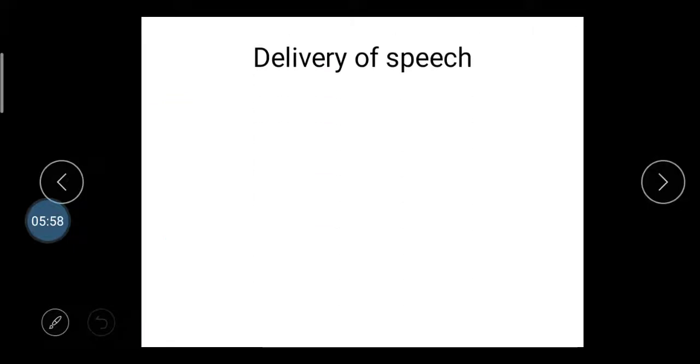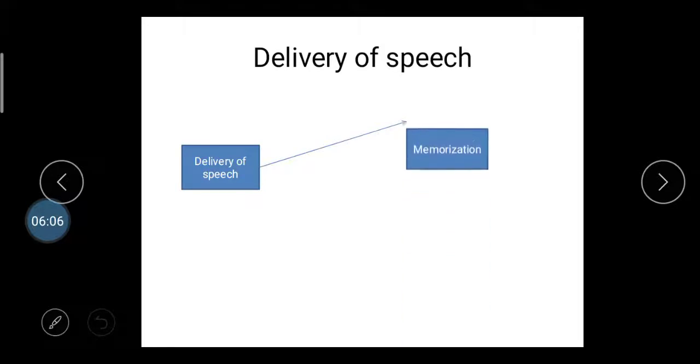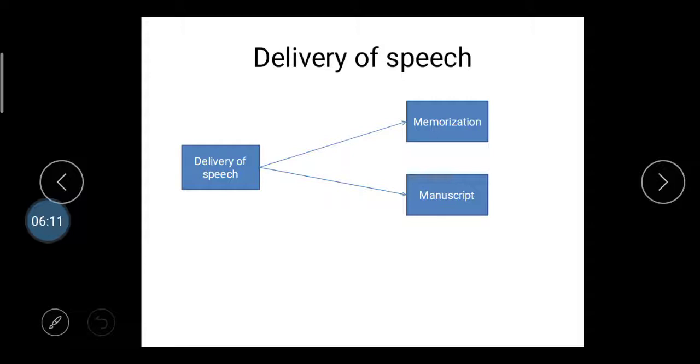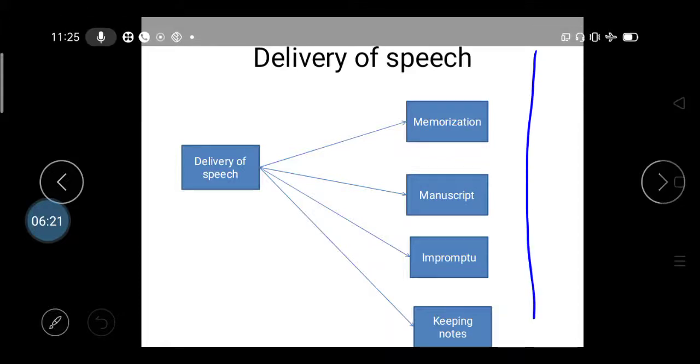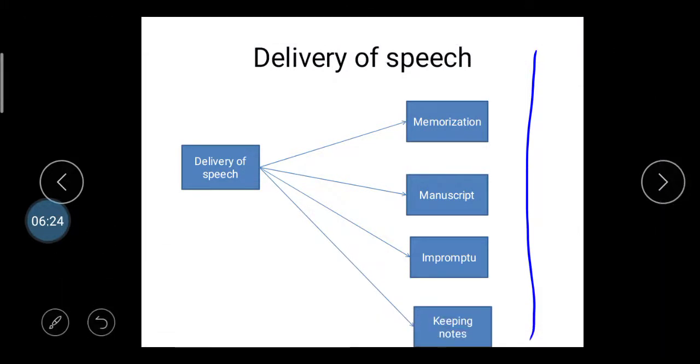Then after, there is the delivery of the speech. There are mainly four methods for the delivery of a speech in public speaking. First is memorization, second is the manuscript, third is impromptu, and fourth and last is keeping notes. So whenever you speak in front of an audience, there are mainly four methods for delivering your speech to the audience.